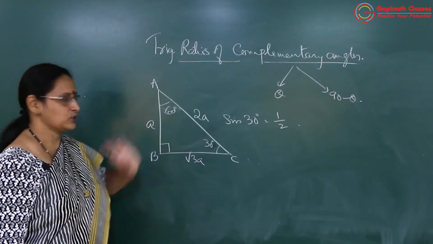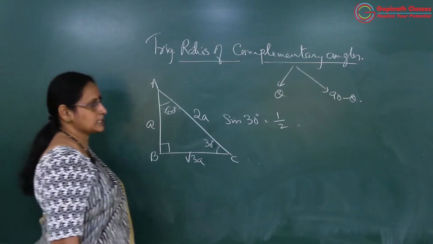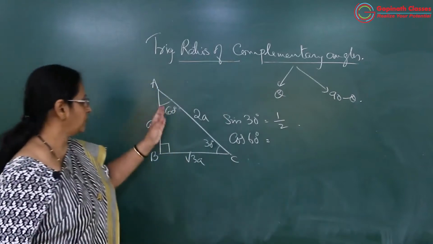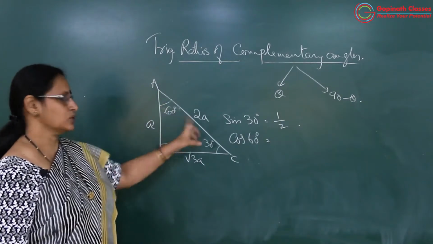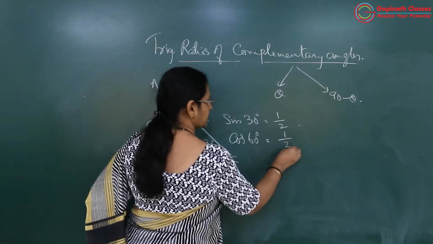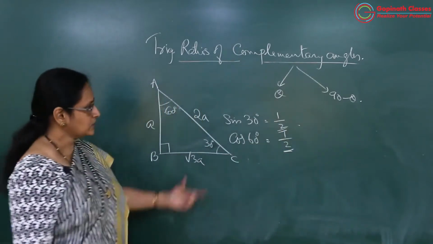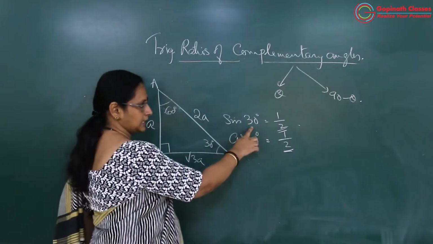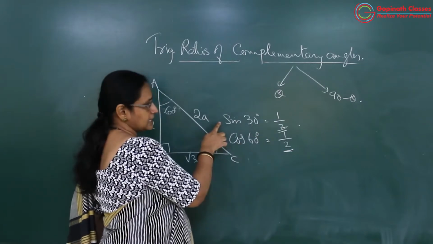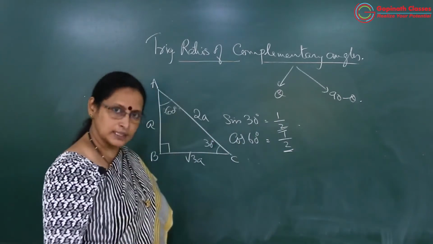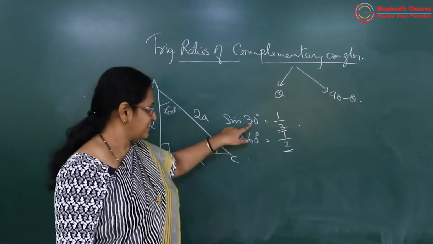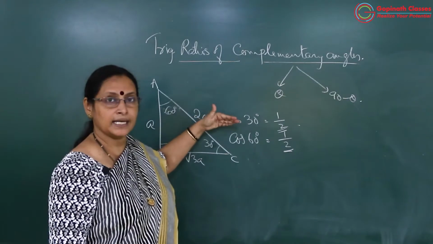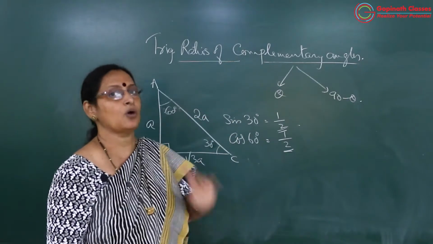Sine 30 is 1 by 2. What is cos 60? We have just now learned cos 60 is also 1 upon 2. So, their values are the same, there is some relation between 30 and 60. If you observe these two, you can see that 30 and 60 are complementary angles. Sine is becoming cos. Cos is nothing but complementary of sine. 30 degrees and 60 degrees are complementary, so sine has become cosine.